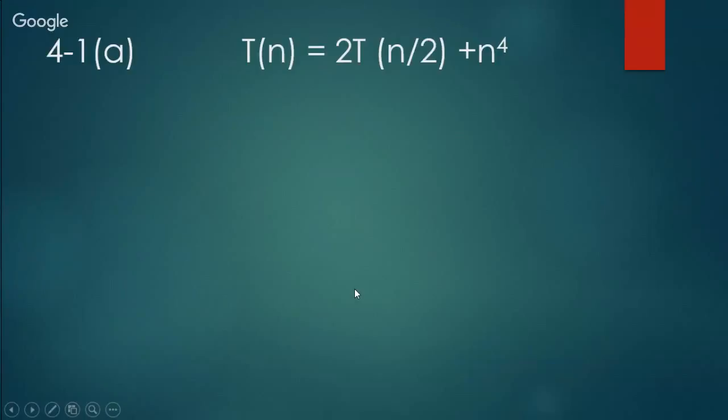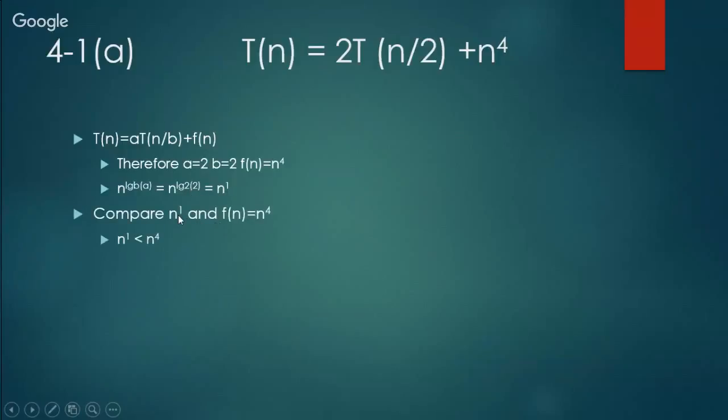Okay, let's move on to the next question. We have T(n) = 2T(n/2) + n^4. This is also a recurrence question. Our a is 2, our b is 2, and our f(n) is n^4. You plug into our equation here and you can see log base 2 of 2 gives us what we want.